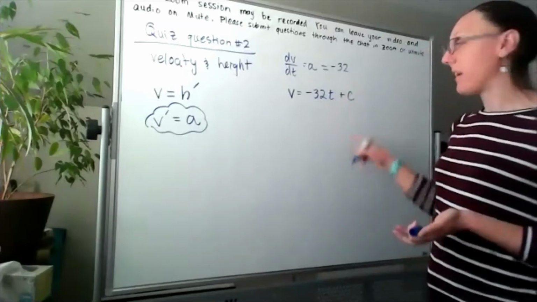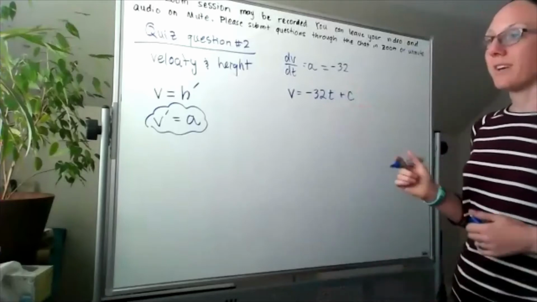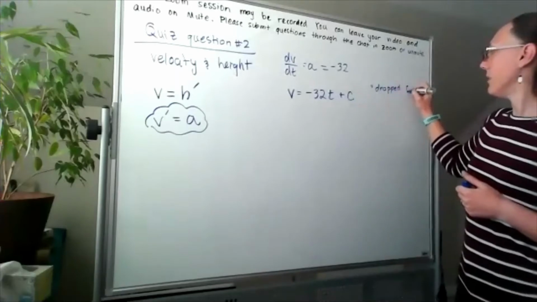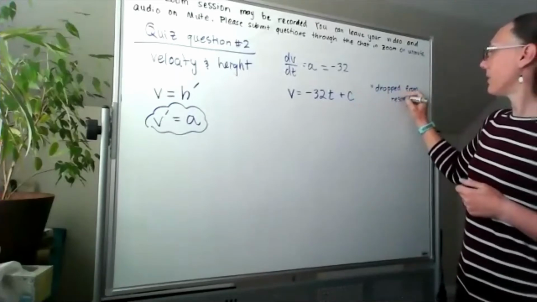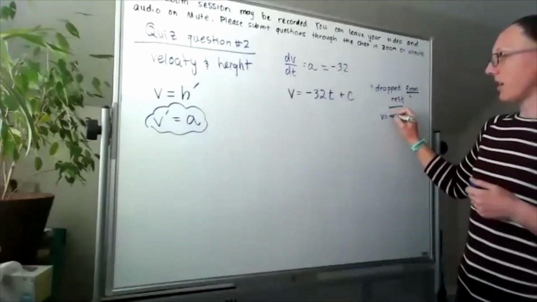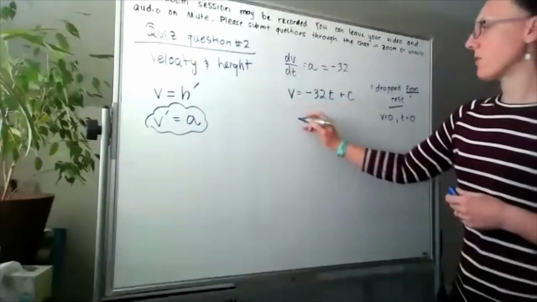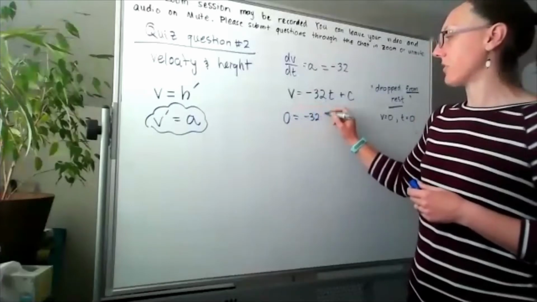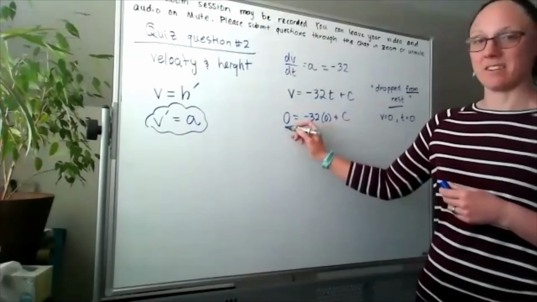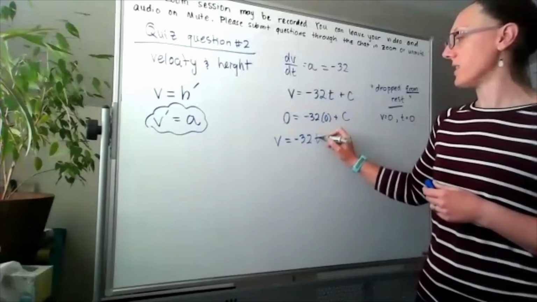And then I'm going to go ahead and find what that c is right away, because in the statement of the problem, we're told that it's dropped from rest. And that phrase from rest means that the velocity is 0 when t equals 0. So if I plug those in right now, I'm going to get 0 is equal to negative 32 times 0 plus a constant, which means this constant is 0. So our velocity function is negative 32t.